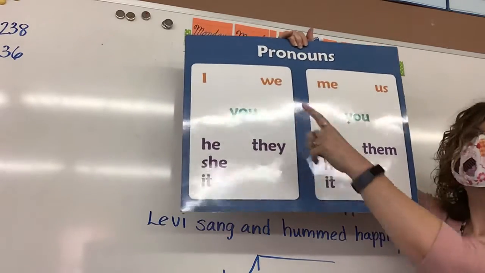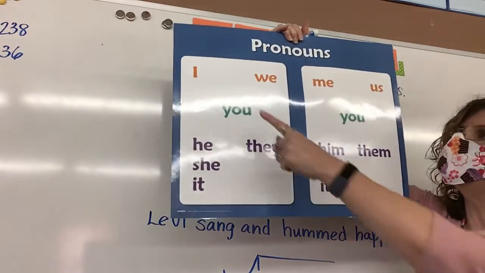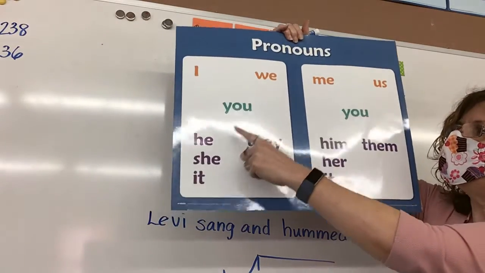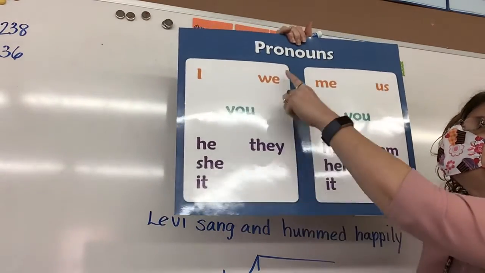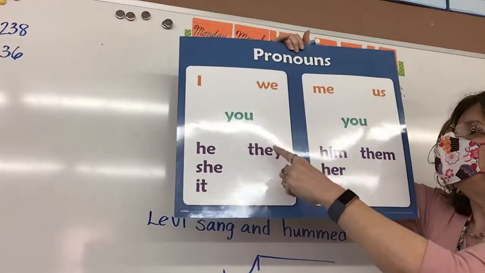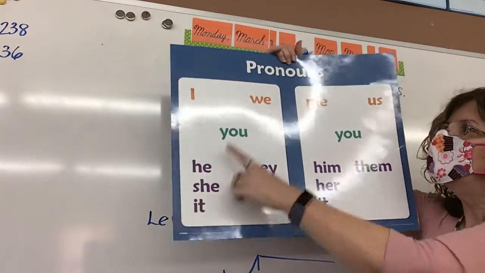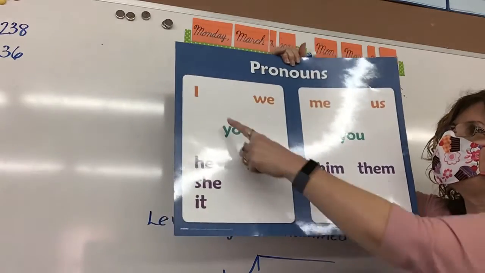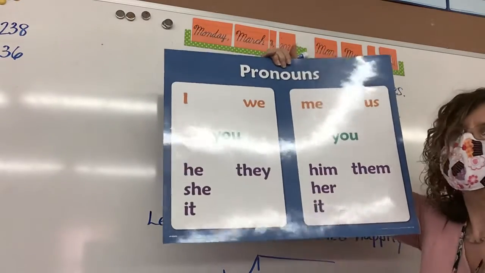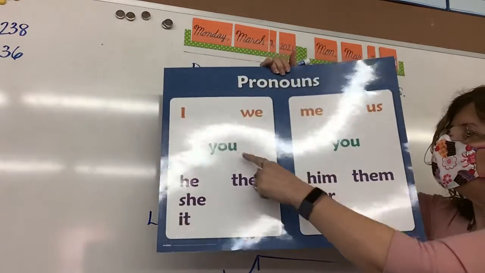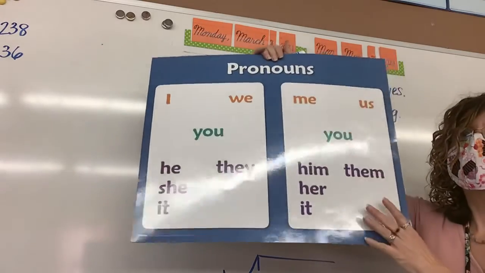Yeah. All right, so let's do the ones that are used in the subject part of the sentence. I, you, he, she, it, we, you, they. Remember, this is subject, but this is the singular. And this is the plural, okay? So I, you, he, she, it could be singular. We, you, they could be plural, all right?